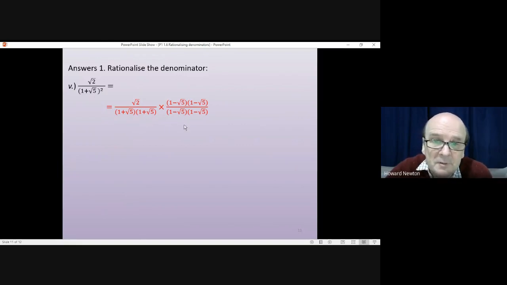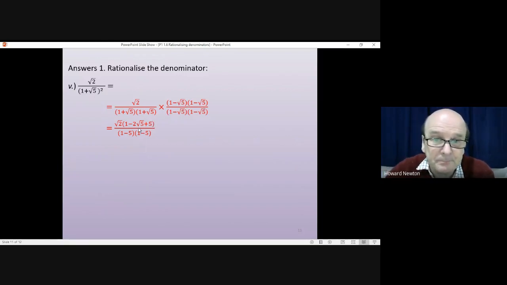So what's going to happen on the next line on the bottom is we'll be doing this 1 plus root 5 times by this 1 minus root 5. And we'll be doing this 1 plus root 5 times by this 1 minus root 5. On the top, we've multiplied out the brackets here. 1 times 1 is 1. We've got 2 lots of minus root 5, so you get minus 2 root 5. And the root 5 times the root 5 gives us 5.